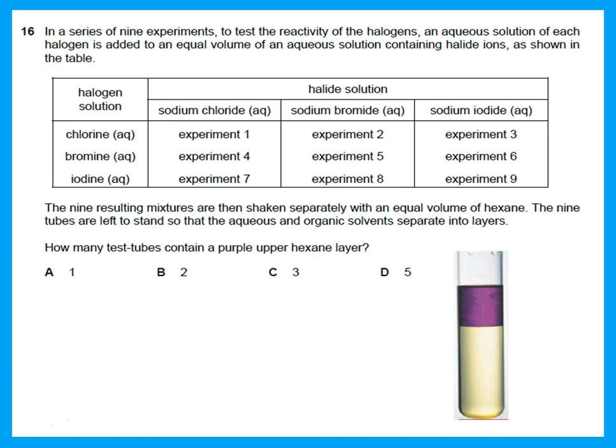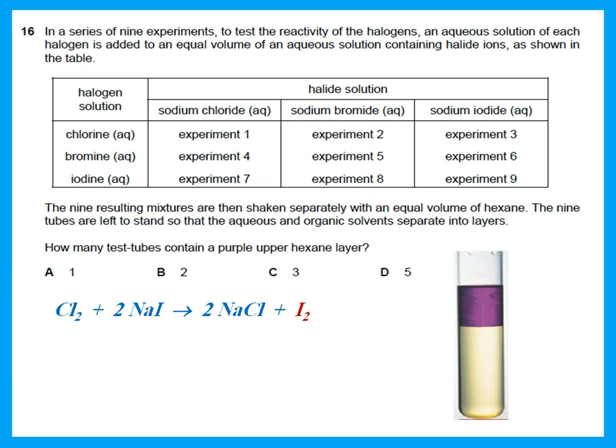Okay, let's take a look at the chlorine with sodium chloride. Of course, chlorine with sodium chloride, that wouldn't give me any reaction at all. Chlorine with sodium bromide, well, that will give me bromine. That wouldn't give iodine. But chlorine with sodium iodide, remember we're looking for which solution will have iodine because that is the one that forms a purple upper hexane layer. So experiment 3, it has chlorine with sodium iodide. This will give sodium chloride plus iodine. So my solution will have iodine and it will form a purple color with the hexane layer.